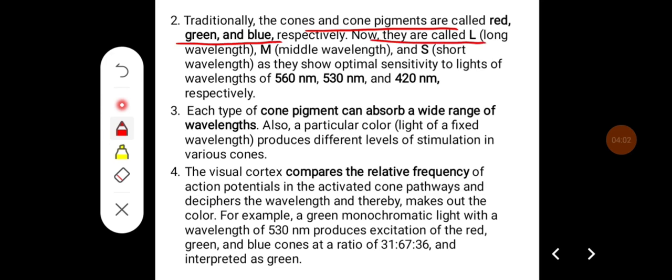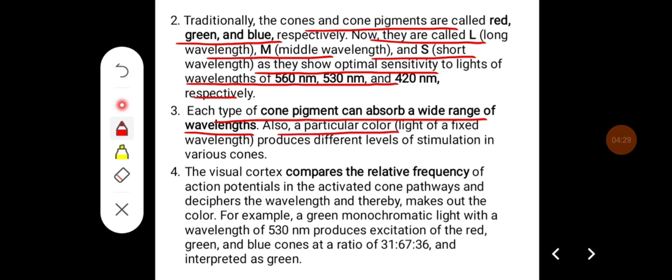Now they are called long wavelength, middle wavelength, and short wavelength as L, M, and S, and they show optimal sensitivity to lights of wavelengths 560, 530, and 420 nanometers respectively. Each type of cone pigment can absorb a wide range of wavelengths. Also, a particular color light of fixed wavelength produces different levels of stimulation in various cones.